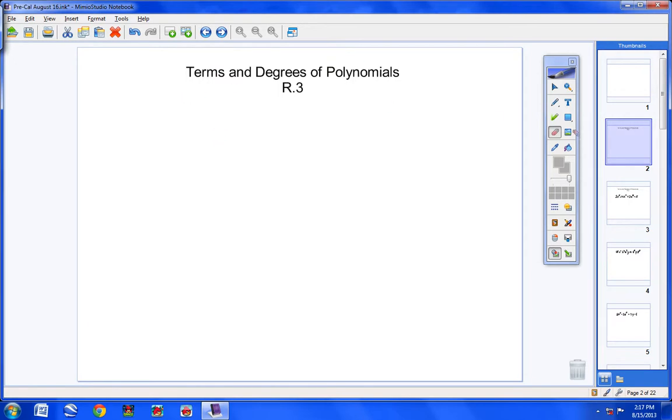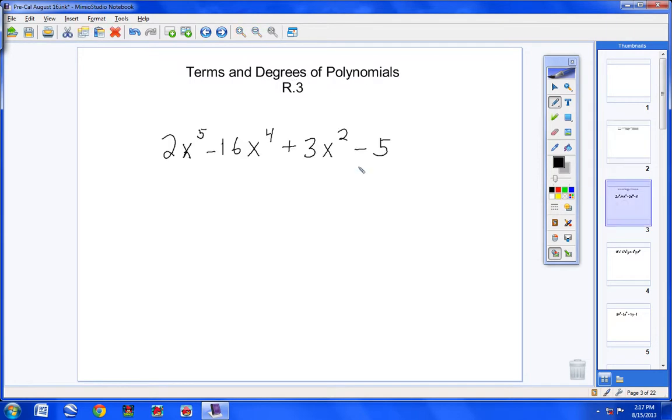Go ahead and copy this heading in your notes, please. We are looking today at terms and degrees of polynomials. Now, I'm not going to give you a long definition of what a polynomial is. We did cover that in Algebra 2. I will give you a picture of what a polynomial looks like. You do not need to write this in your notes, but you can if you want to.